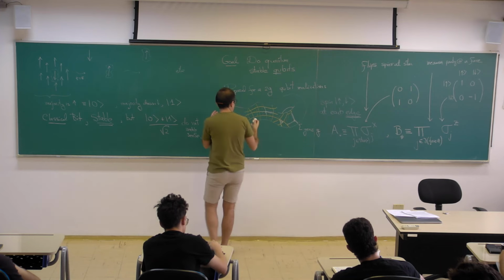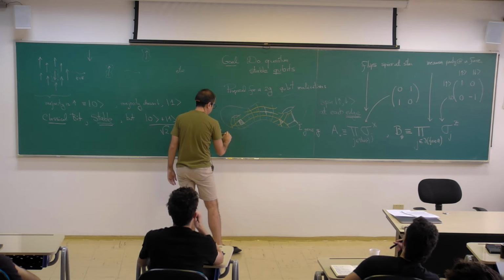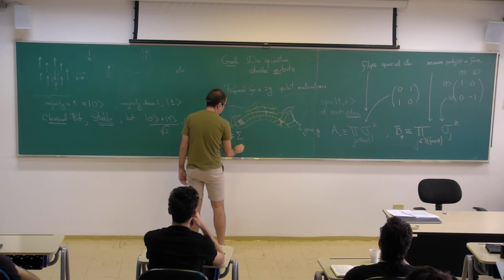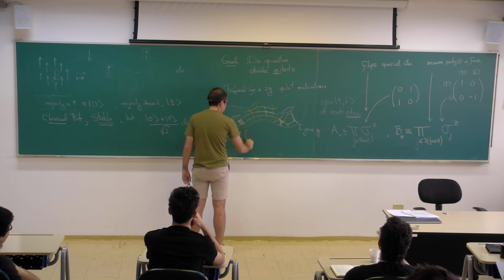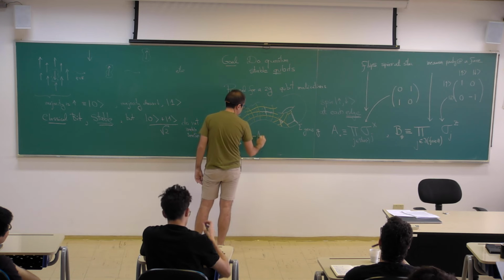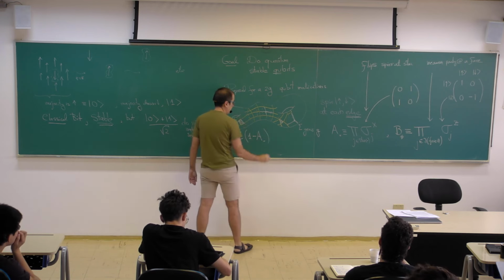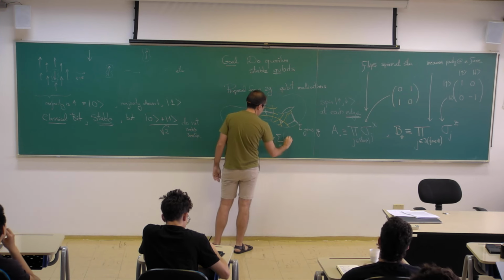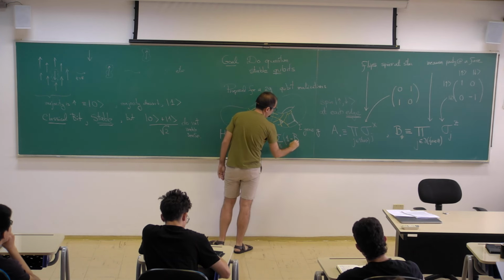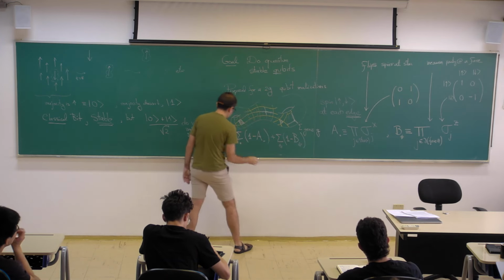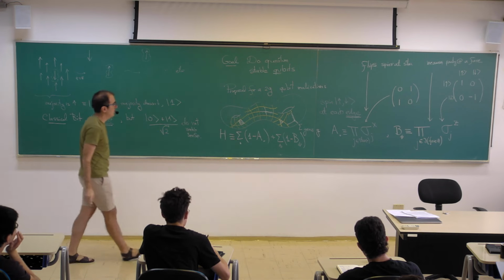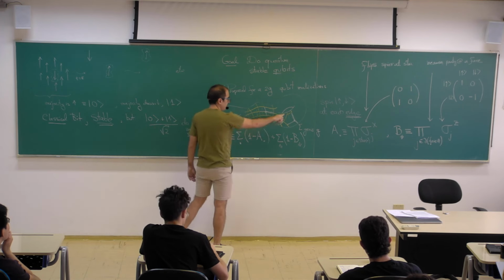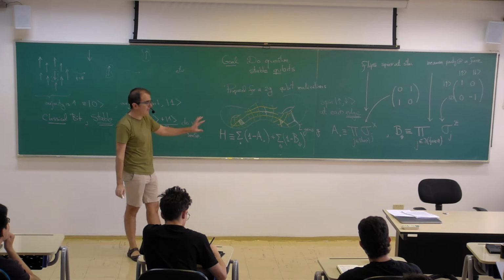Now we are ready to define a physical model, so we now define a Hamiltonian, which will be equal to the sum over all vertices of 1 minus A at that vertex, plus the sum over all faces of 1 minus B of that face. And that's the definition of our Hamiltonian. So we sum over all the vertices and all the faces in a given genus G surface, and we get this.